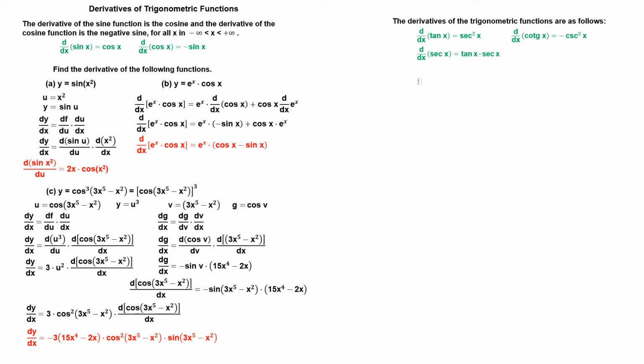Let us find the derivative of the cosecant function. The cosecant of x is defined to be 1 divided by the sine of x. We now use the quotient rule.